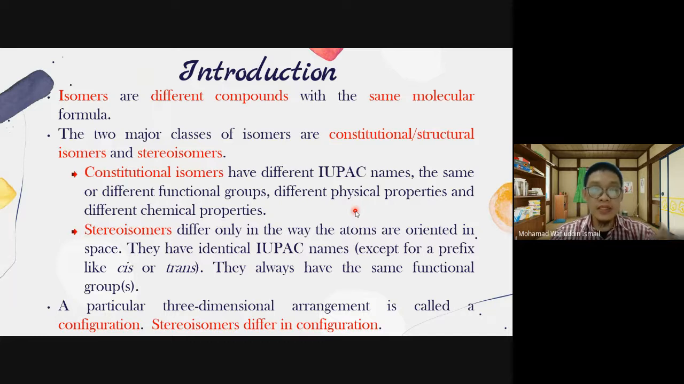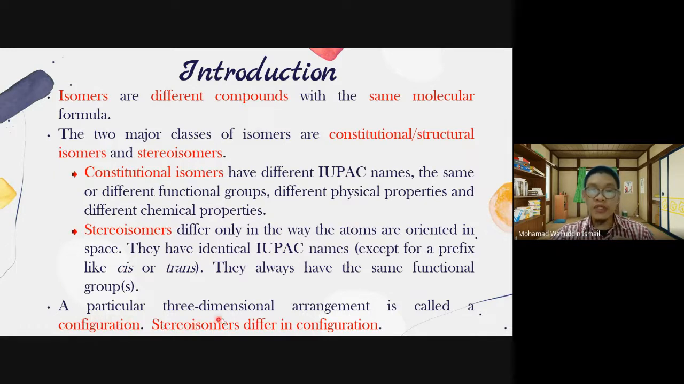Another thing is stereoisomers. Stereoisomers differ only in the way the atoms are oriented in space, meaning the configuration. So it is very different from constitutional isomers. Constitutional isomers differ in how the atoms are attached to each other, so it is easy for us to distinguish them. But stereoisomers are a little bit difficult for us to imagine.